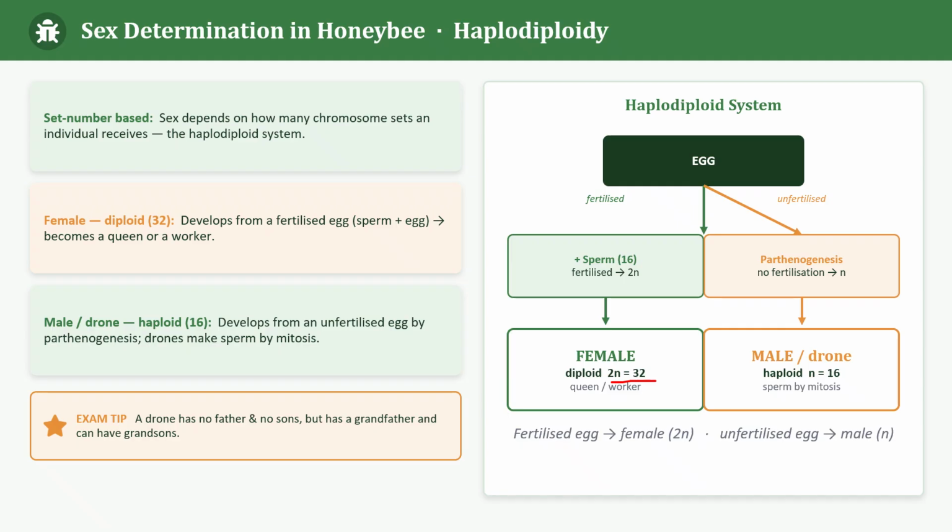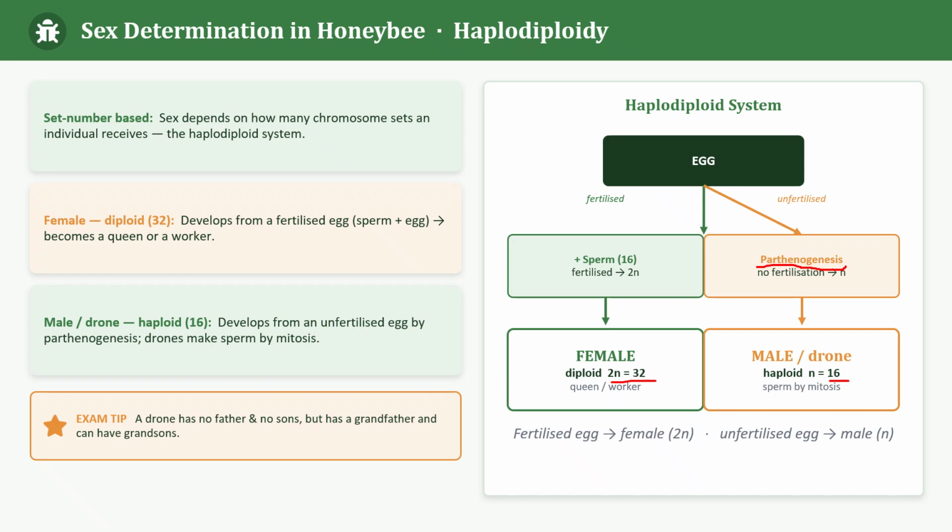For a male honeybee, sometimes an egg develops without fertilization. This process is called parthenogenesis. Such eggs become male. So the male here is haploid, that is n, with 16 chromosomes.